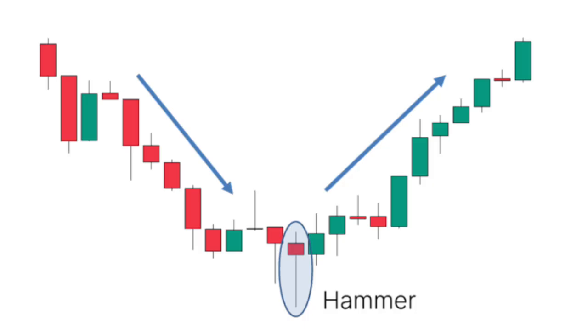Pattern psychology. To fully understand the hammer candlestick pattern, we need to delve into the market psychology behind it. Previous downtrend. Before the hammer appears, there's a prevailing downtrend. This means that the bears have been in control, and the sentiment is pessimistic.